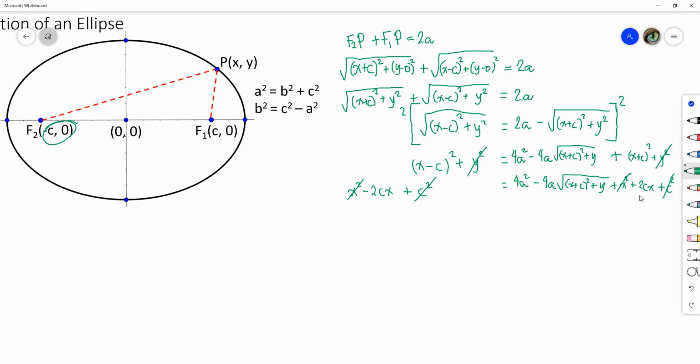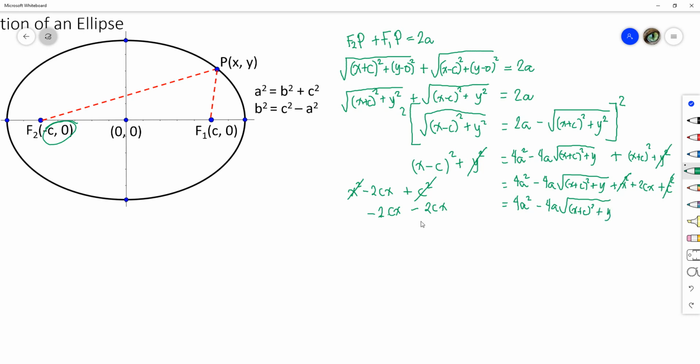Now, this 2cx on the right side can be transferred to the left side. So we can have negative 2cx, minus 2cx, is equal to 4a squared minus 4a times the square root of the squared quantity x plus c plus y squared.